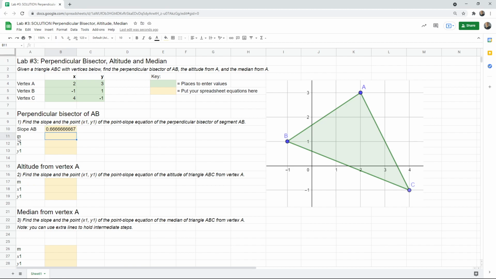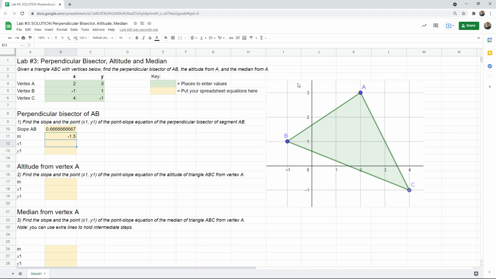So the slope that I want is the slope of the perpendicular bisector, so it's the opposite reciprocal. So this one's going to be equals, and I'm going to take the opposite, so it's the negative of 1 over, and I'm going to click on this cell. So whatever is there. So that's negative 1.5, which is negative 3/2, which is correct. Okay, so we know the slope of the perpendicular bisector.